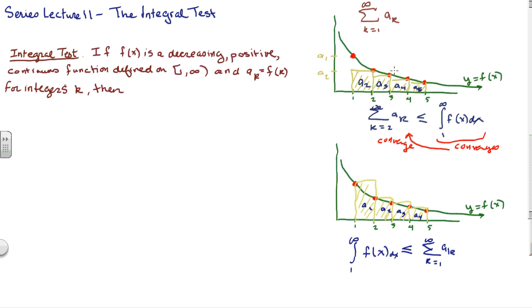So that first picture says if the integral converges, then the series must converge, and the second one says if the integral diverges, then the series must diverge. So in other words, the series converges if and only if the integral from 1 to infinity of f of x dx converges.